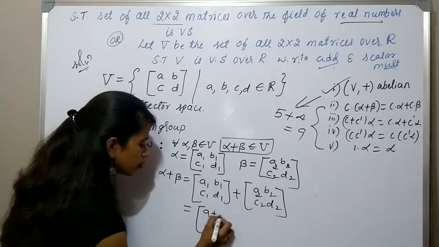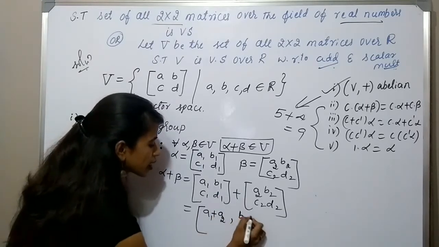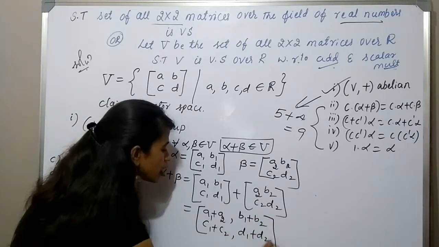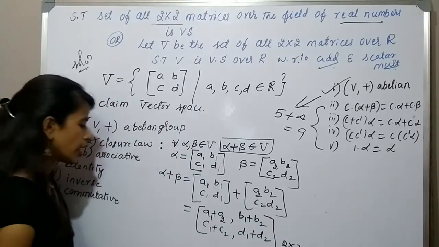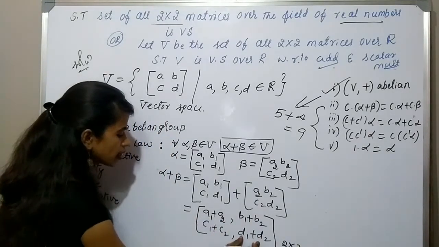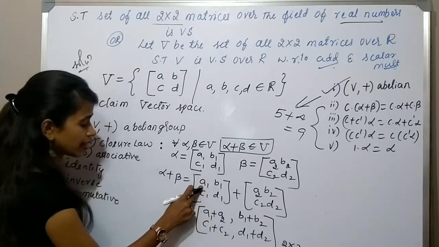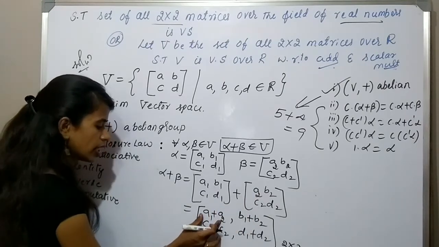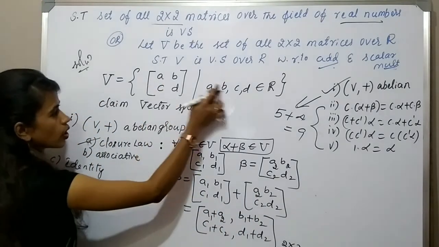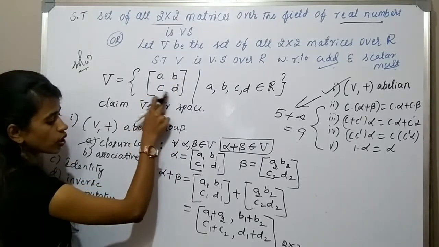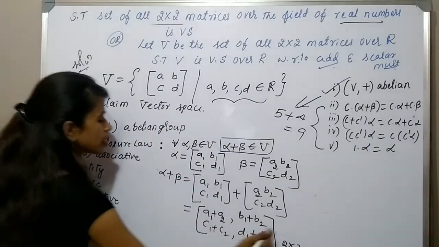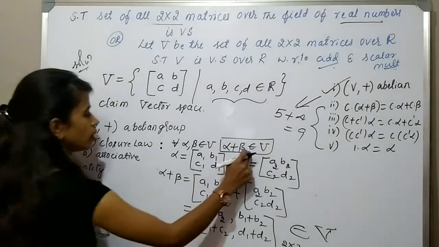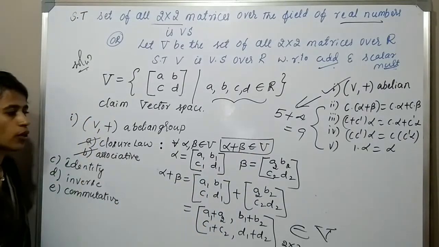We add each element to the corresponding element of the second matrix: A1 plus A2, B1 plus B2, C1 plus C2, D1 plus D2, which is also a 2 by 2 matrix. All the elements belong to the real numbers, because the real numbers form a field. Therefore the closure law is satisfied: A1 plus A2 belongs to R, B1 plus B2 belongs to R, C1 plus C2 belongs to R, D1 plus D2 belongs to R. So alpha plus beta belongs to V, and the closure law is satisfied.